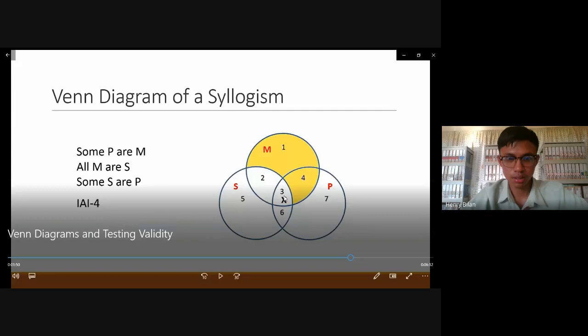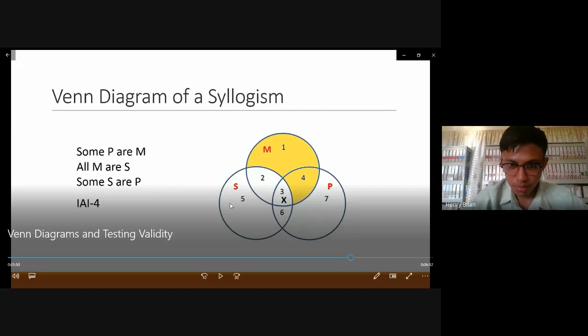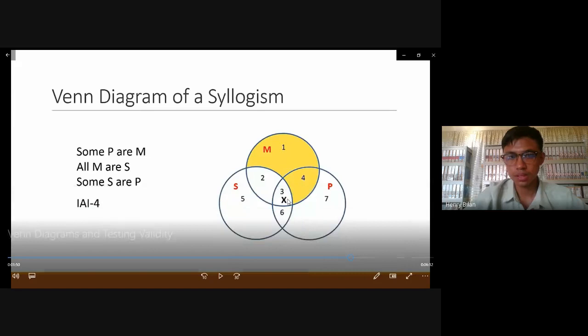We have the premises. Now, the question is, can we read the conclusion? Let's see. Some SRP. Again, when it is an I, the X should be in the middle of the two, at their intersection. And in this case, we can read it. Some SRP. There is an X in between S and P. So that is why this is valid.